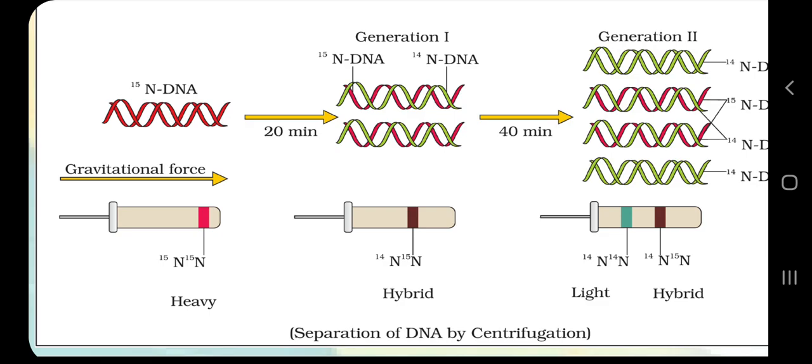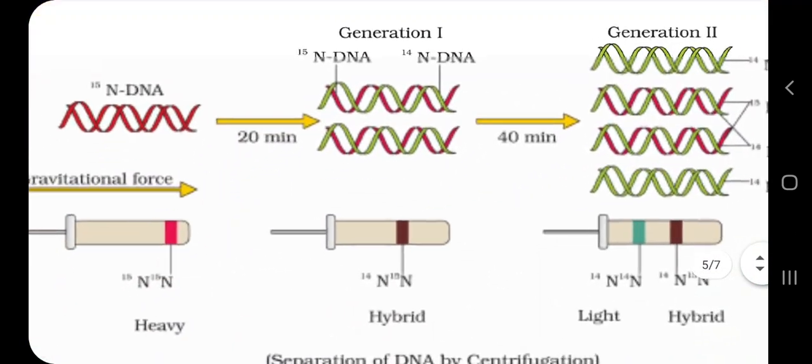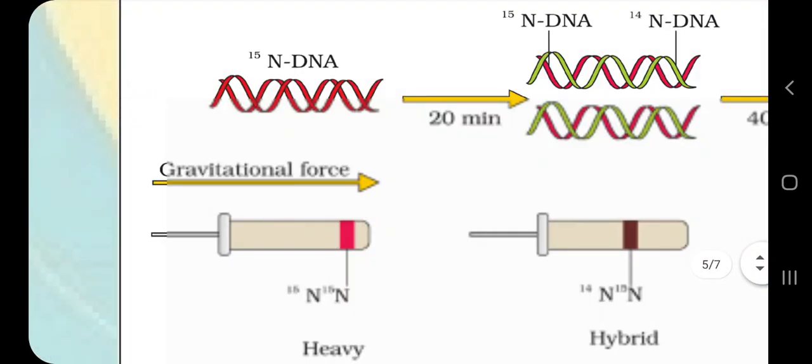Now let's talk about the experiment. This is how Meselson and Stahl in 1958 were able to get this 15N DNA. Now you have the idea. They provided 15N containing NH4Cl to bacteria for several generations. Then they extracted those bacteria and centrifuged them.